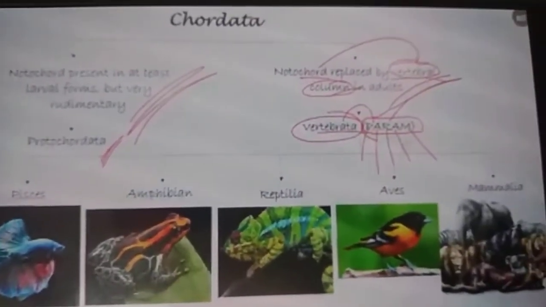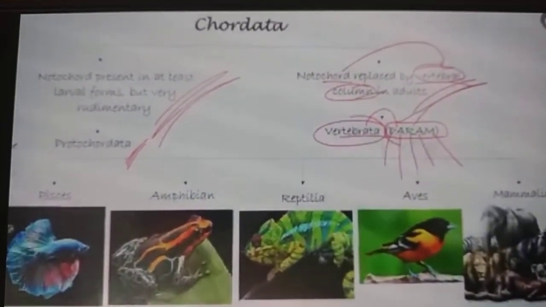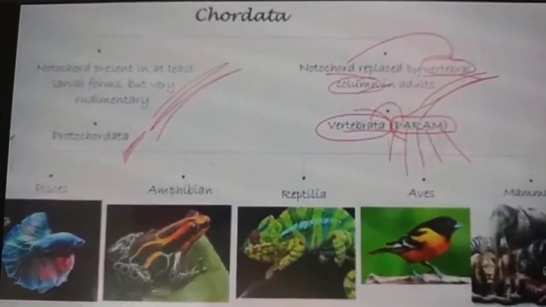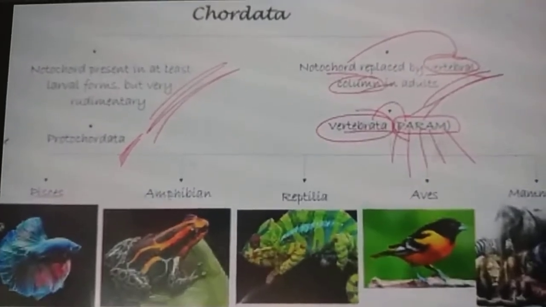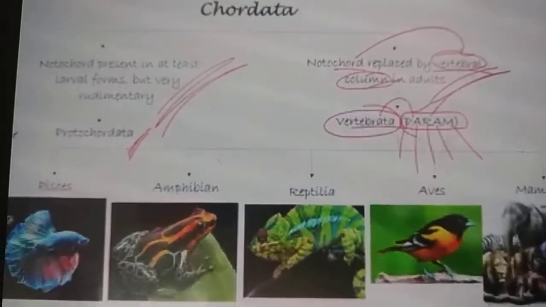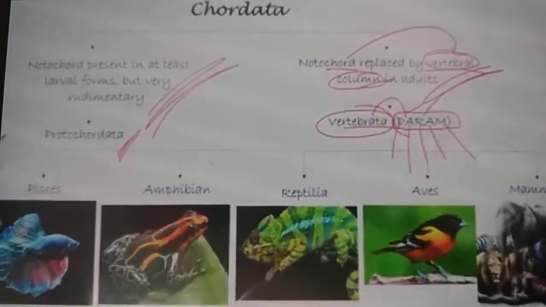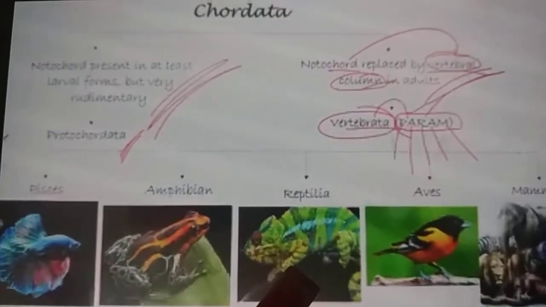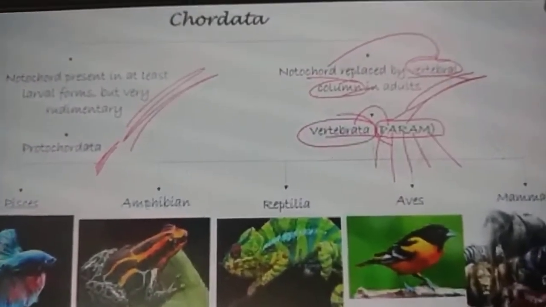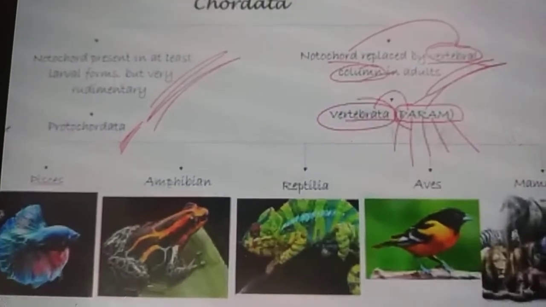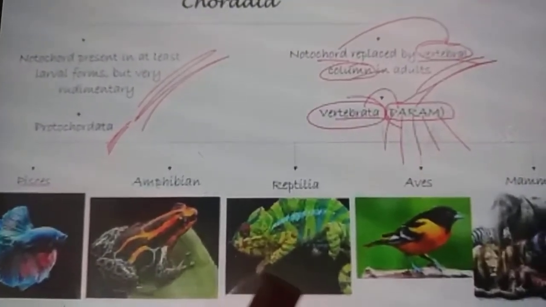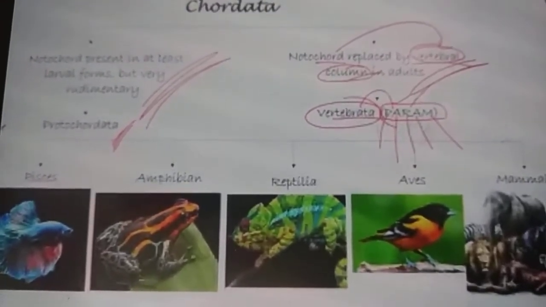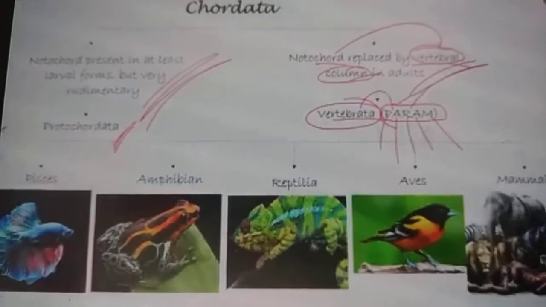Here the chordata, that is vertebrata, have a notochord and a dorsal nerve cord. They are triploblastic, have paired gill pouches and are coelomates. Vertebrates are grouped into 5 classes. How many classes? 5 classes. Which are those? Pisces, amphibians, reptilia, aves and mammalia. As you can see in the picture, the examples are here.